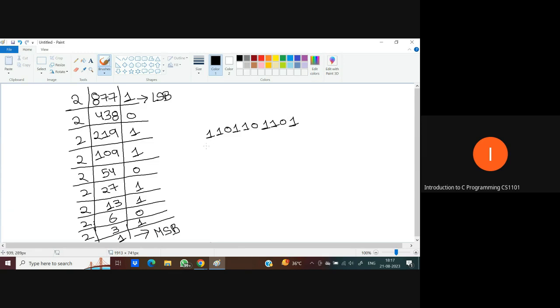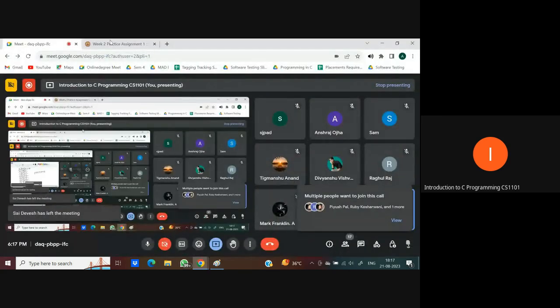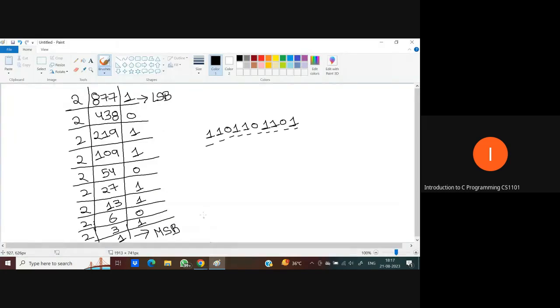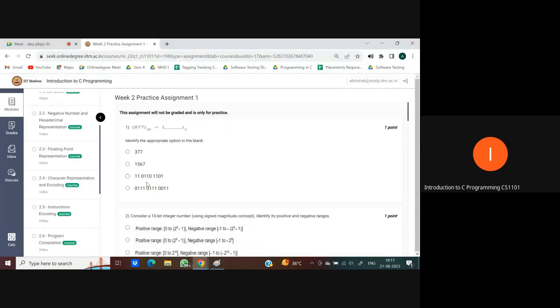So how many digits do we have? 1, 2, 3, 4, 5, 6, 7, 8, 9, 10. So we have 10 digits here. Let us see what is the correct number. 1, 2, 3, 4, 5, 6, 7, 8, 9, 10. Okay, all have basically minimum 10 digits. So we have to find out 1, 1, 0, 1, 1.